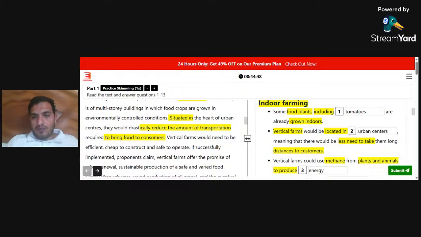Just take a screenshot of this part of this question along with this passage and share that picture with me and ask me the question. I will give you the answer on WhatsApp whenever I will be free.